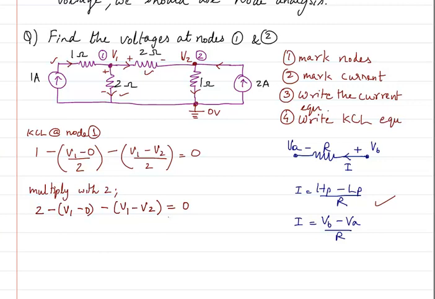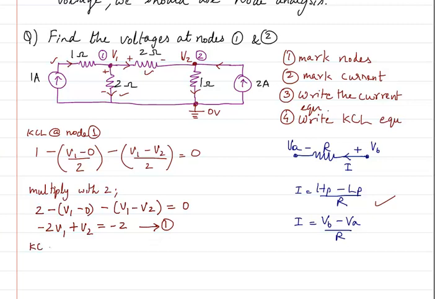As you can see, the equation has become very simple now. All I have to do is add up all the V1s, add up all the V2s, and write the equation properly. So here I am going to have minus 2V1. V2 I am having here, minus and minus will become plus V2, and then 0 is of no consequence. 2 I will take to the other side, so this becomes minus 2. So this is my first equation for the first node.